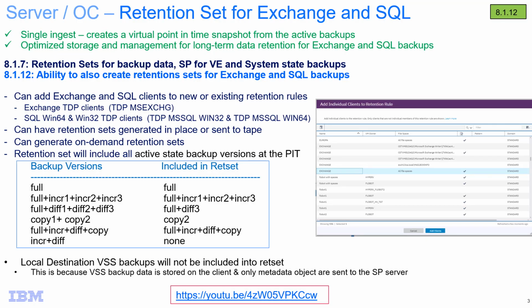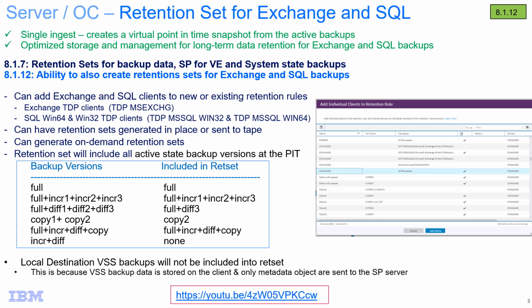The first new feature in Spectrum Protect is our retention sets for Exchange and SQL data. Retention sets are really nice because they take data that's been already backed up and convert it into a long-term archive, where it will then be retained to a specific date and time. All of this is done without having to re-back up the data. All you have to do is create a retention rule that will then run at a specific time and create a retention set.